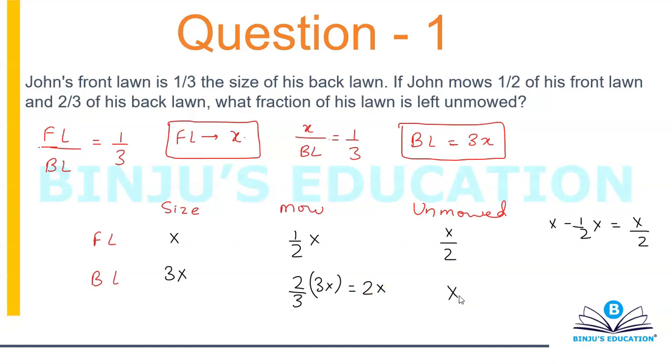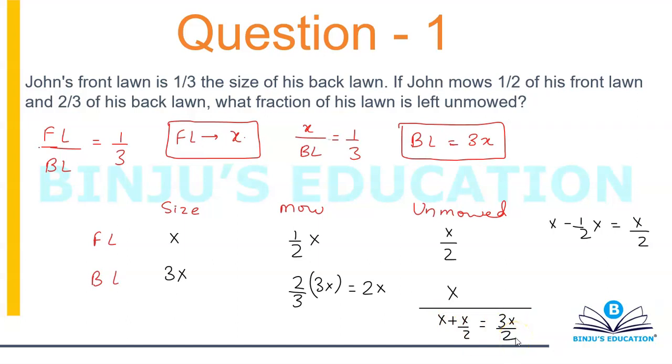Okay, what fraction of his lawn is left unmowed? So unmowed is x plus x by 2, which is equal to 3x by 2.